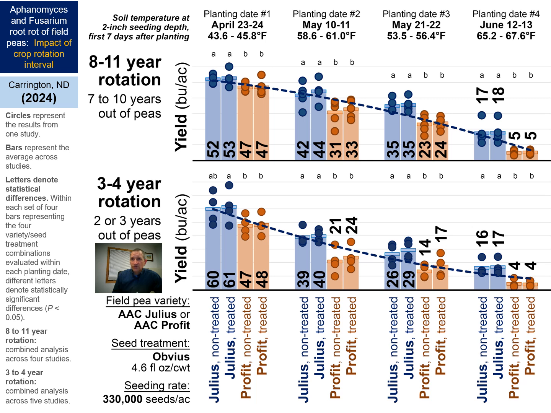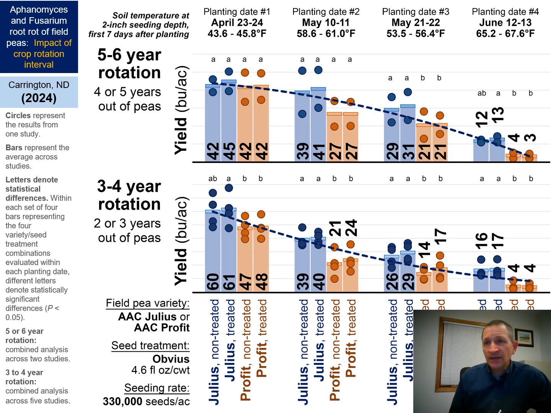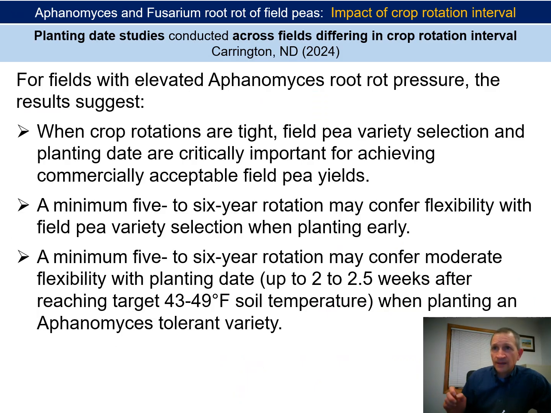So if you're on a tight crop rotation, you really need to have that tolerant variety and get it in early. If you've got a broader crop rotation, you have a little more flexibility with your variety selection and planting early. And if you get delayed, that tolerant variety may still perform reasonably well, whereas it won't on a tight crop rotation. Here we are looking at the 3 to 4 year rotation versus the 5 to 6, and notice the exact same story.